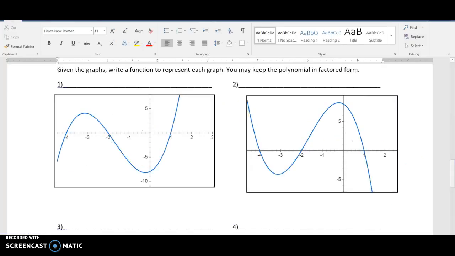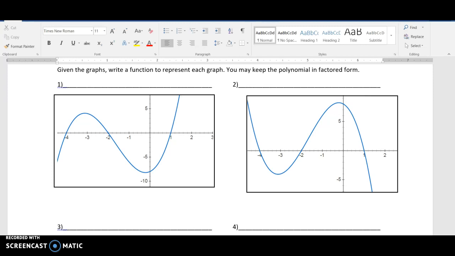Check your answers. I always start out with f of x because it's a function. F of x equals, how many x-intercepts are there on number 1? 3. So I put 3 factors. Now if the 0 is -4, what was in the factor? X plus 4. If the 0 is -2, x plus 2, and if this was 1, x minus 1.